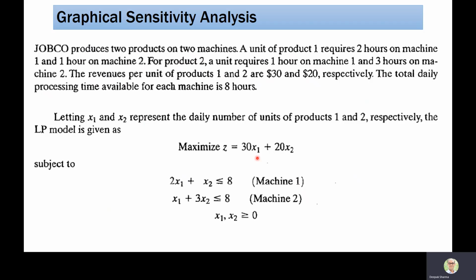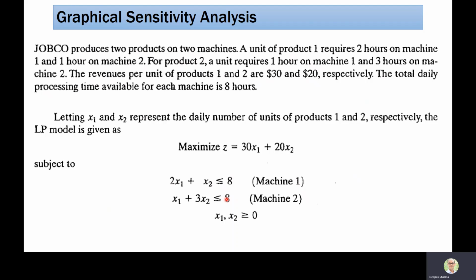Accordingly, we can write our objective function and our constraint. So for machine one, 2 hours for product one plus 1 hour for product two should be smaller than or equal to 8. Similarly, for machine two we can write the constraint. So we have written the objective function, the constraints, and the variable bounds.